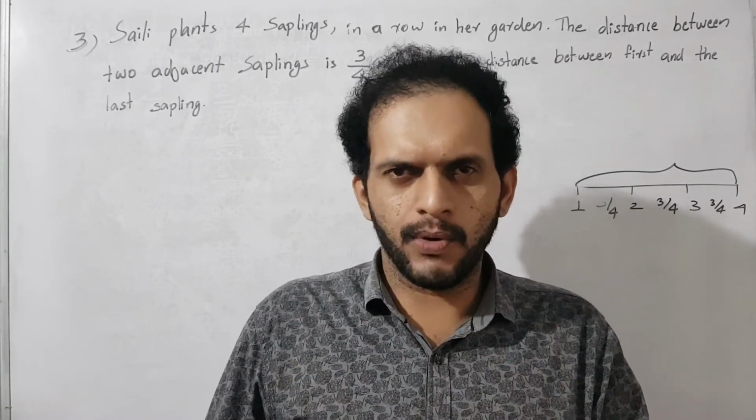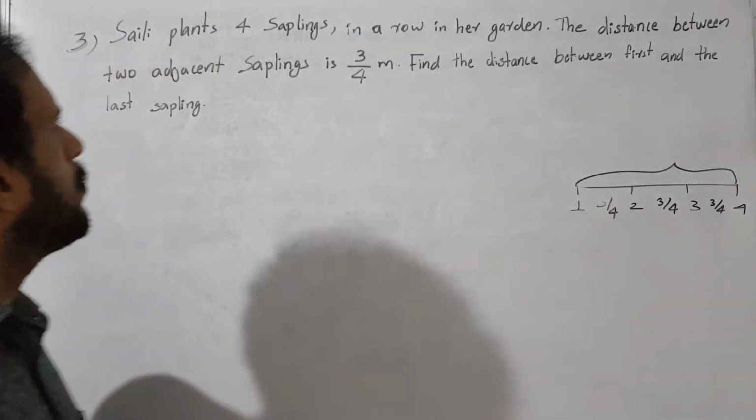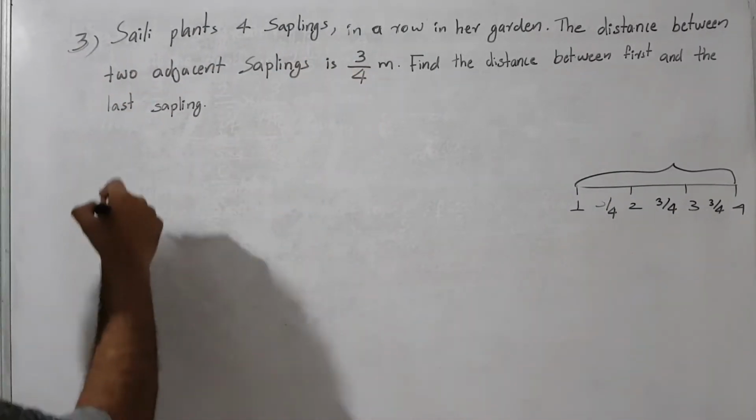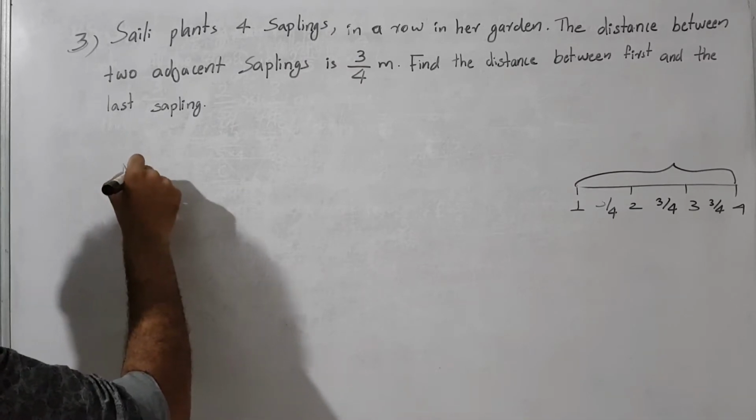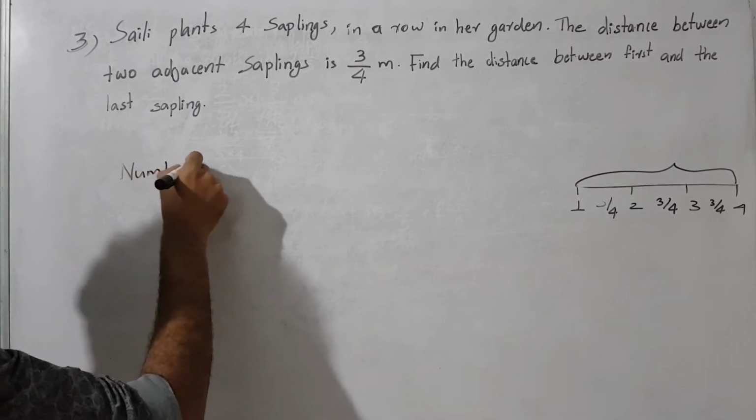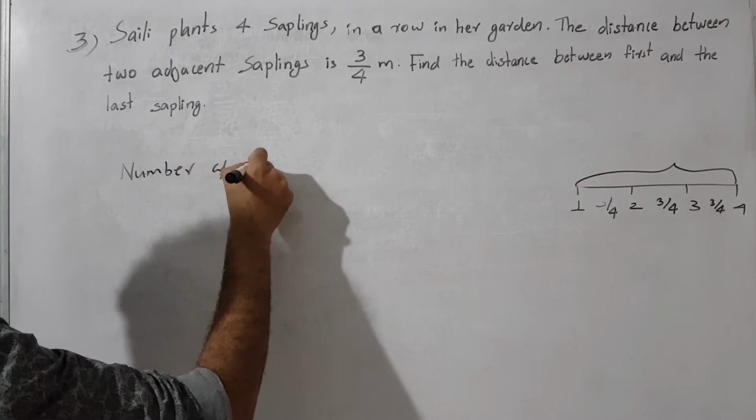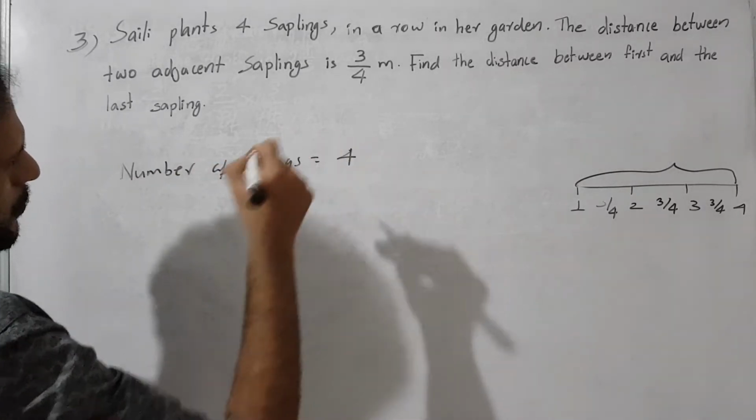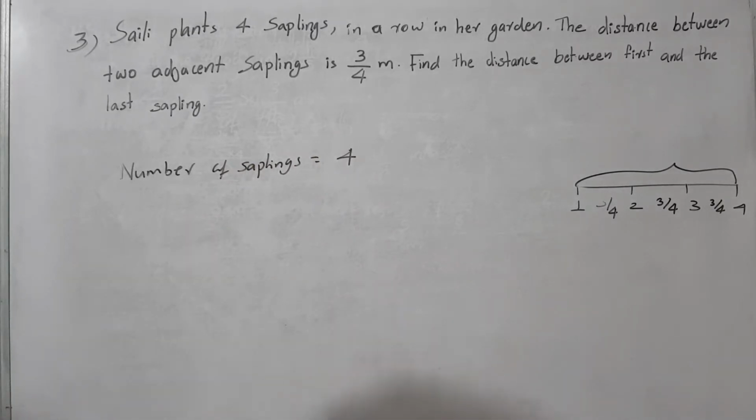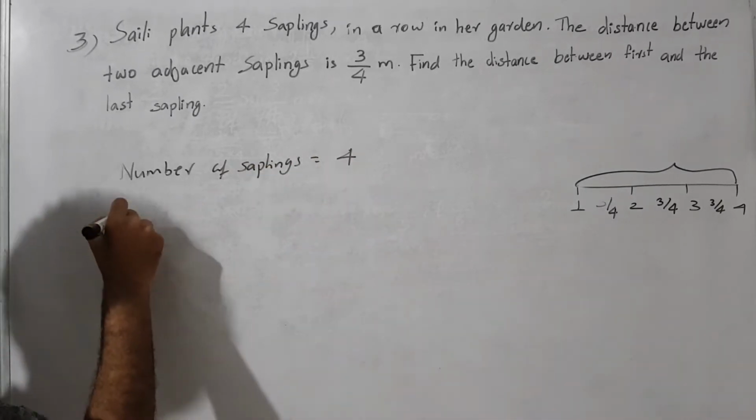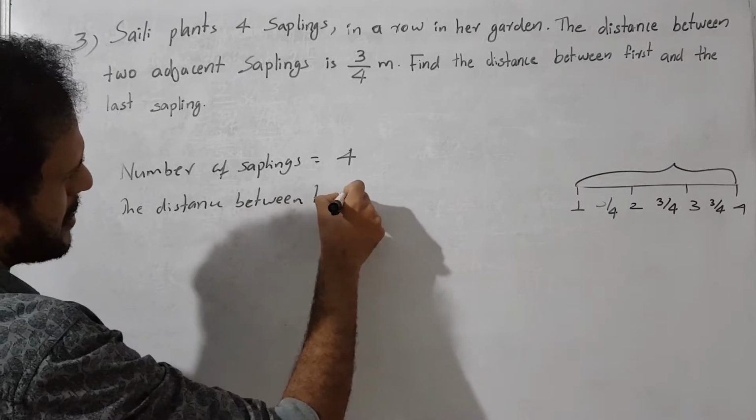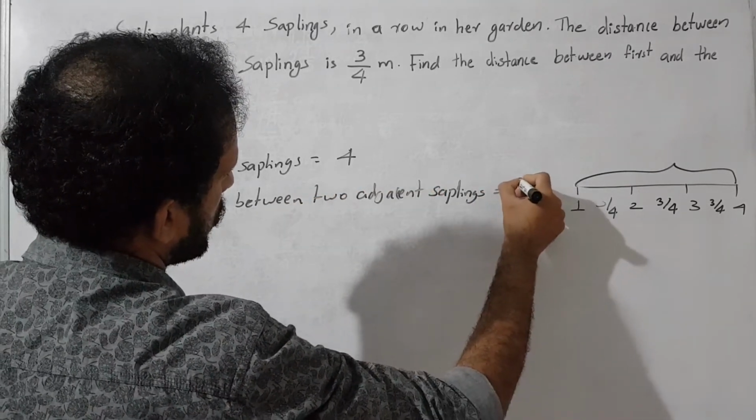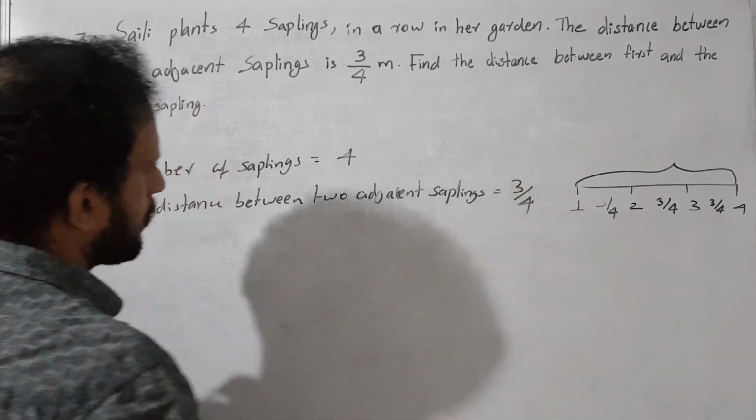That's the idea here. Okay, so how do we start? We start like this. Then what is the question? Given number of saplings. What is the number of saplings? It is equal to 4. Correct? Then the distance between adjacent saplings is equal to 3 by 4.